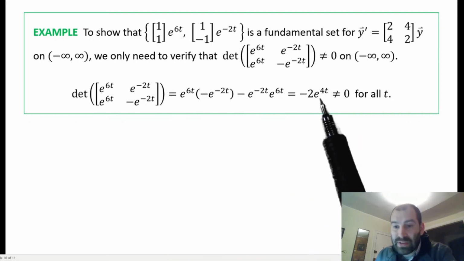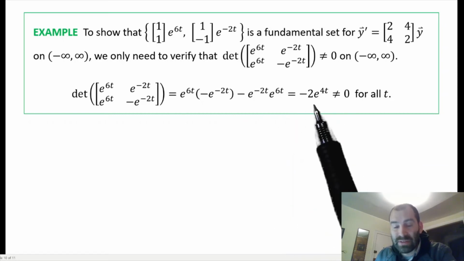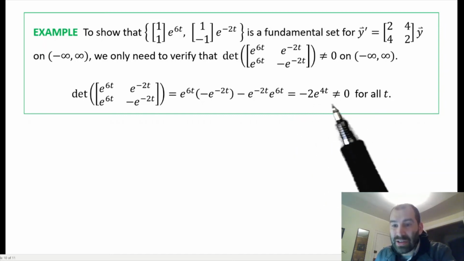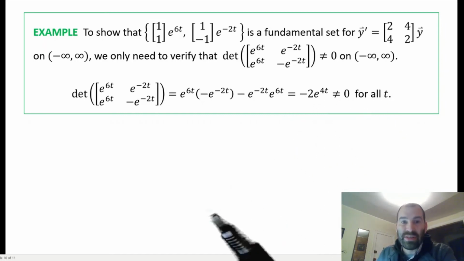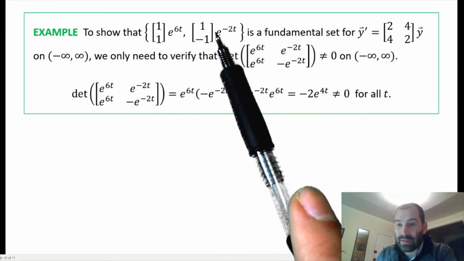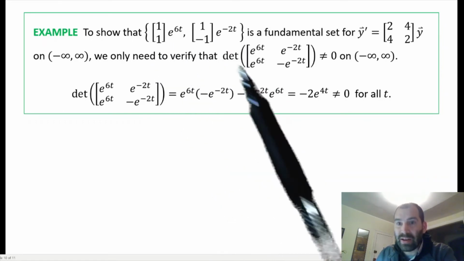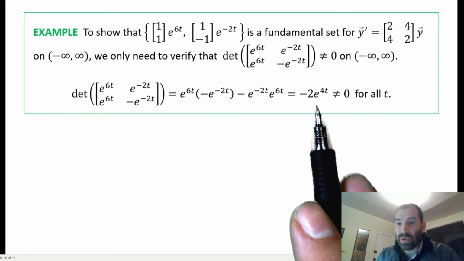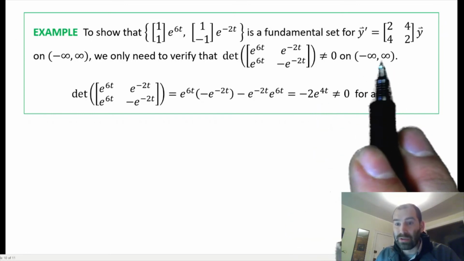Can that ever be 0? No, that can never be 0 because e to the any power can never be 0. So that means this is never 0 for any value of t, which means these will always be linearly independent. They'll always be a fundamental set everywhere. So we can do it from minus infinity to infinity. If there was a 0, we'd have to stop there. We wouldn't be able to include that in our interval.